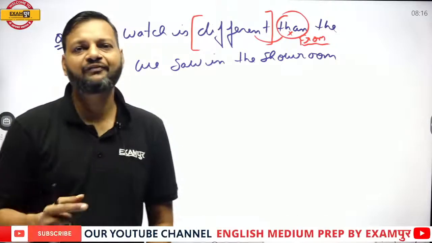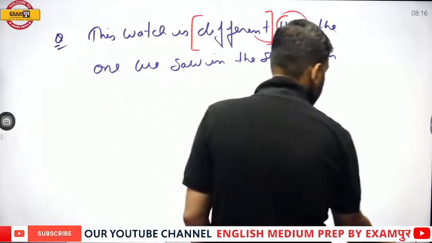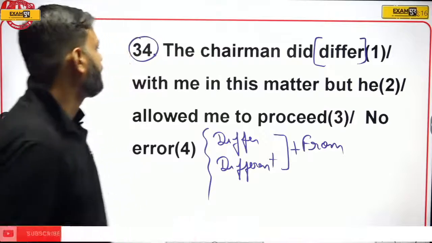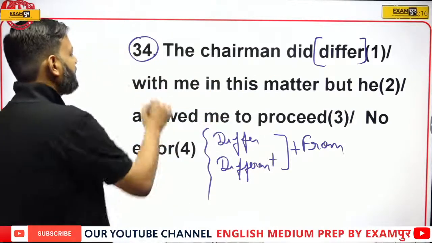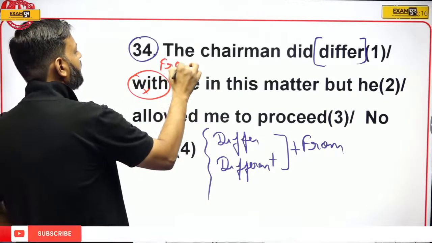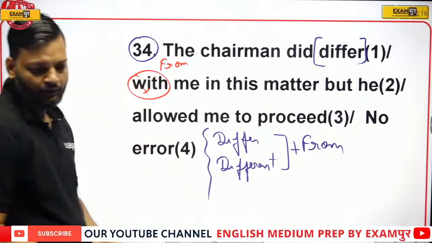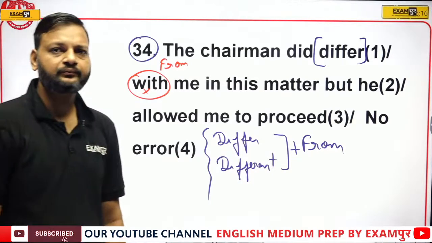So differ and different are always followed by from. Okay, differ and different are always followed by from. So here the sentence is the chairman did differ with me. So here in place of with we need differ from me. Okay, differ from me. Clear? Any doubt?